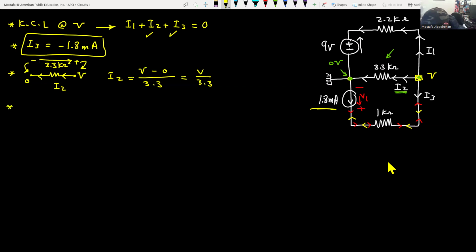Number 3. Now let's look at I1. Let's first remove this green stuff. I1 is flowing in that branch like that. In the resistor, it flows from that point to that point, from this terminal on the right to this terminal on the left. I'm gonna assume the voltage of the resistor of 2.2 kilo ohms is in that way.